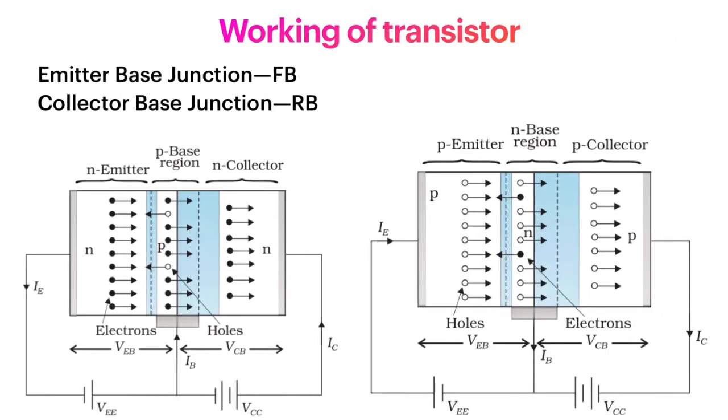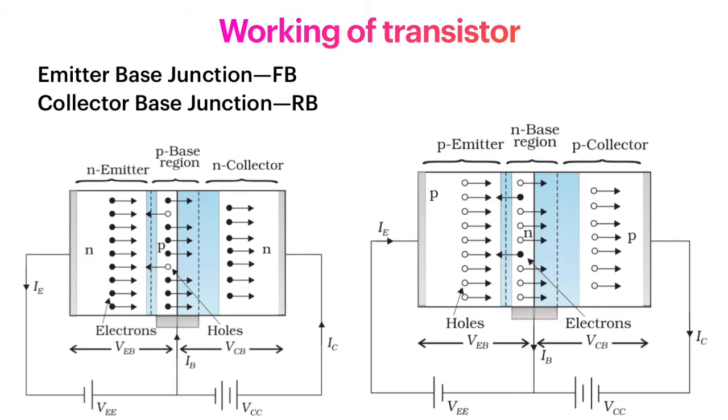How does a transistor work? Let's try to understand this, guys. It's a very important thing. A very simple logic. First, you have to keep 2 points in mind. What are these 2 points? One is the emitter base junction is in forward bias. FB stands for not Facebook, it is forward bias. So the emitter base junction is always forward biased.